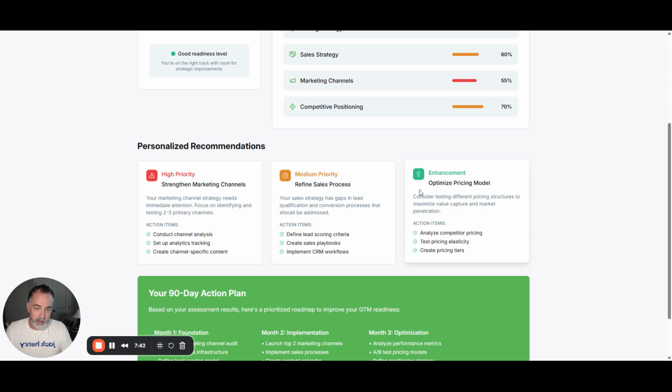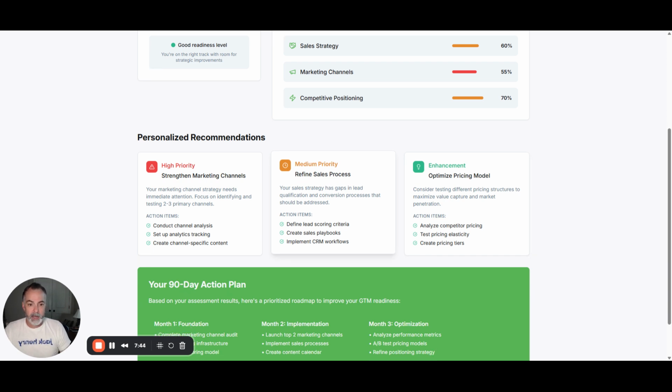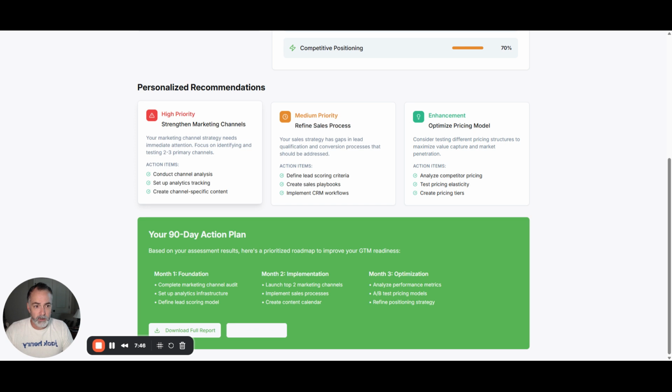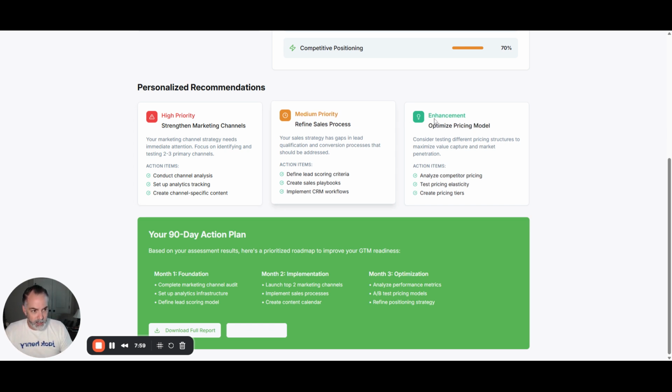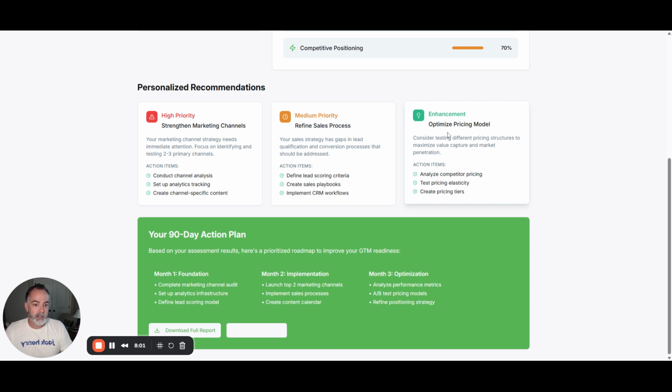This process gives you personalized recommendations and places you should focus. Here they're saying high priorities to focus on your marketing channels, conduct analysis, set up analytics, and create channel-specific content. This is exactly what I told them. Medium priorities, refine the sales process, and enhancements that could optimize their pricing model.